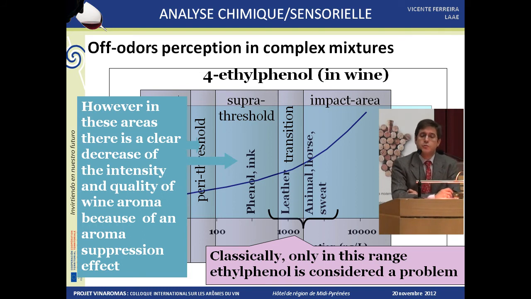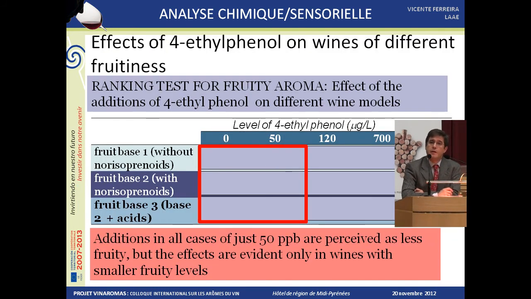I'm going to show you this with a very little example. So here there are some artificial wines that we made with different intensities of fruity notes. And we add just different levels of 4-ethyl phenol to these wines. So in the first case, it was very easy to change the aroma.